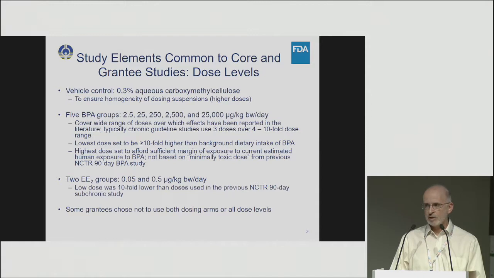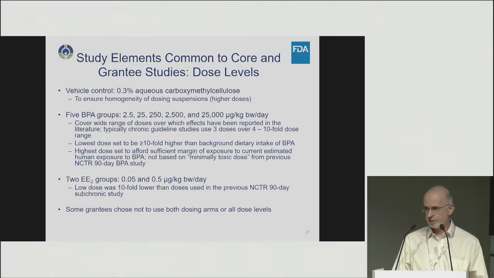Okay. A lot of this is covered in previous slides and is repeated, so I'm not going to do that. There were study elements that were common to both the core and grantee studies, including the dose levels. I mentioned the 5 dose levels that we ended up using in the 2 EE2 groups. The point I wanted to make from this slide was it was up to the grantee as to whether they wanted to take, just as we had, restrictions based on logistics, so did they in terms of the number of samples they could handle. And some grantees chose not to use both dosing arms or not to use all subsets of doses, and that was their choice.